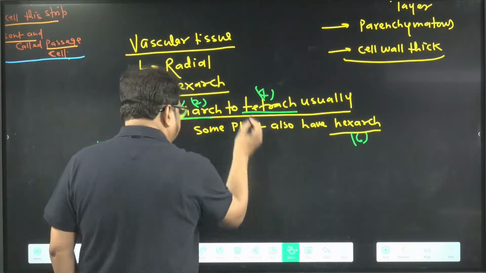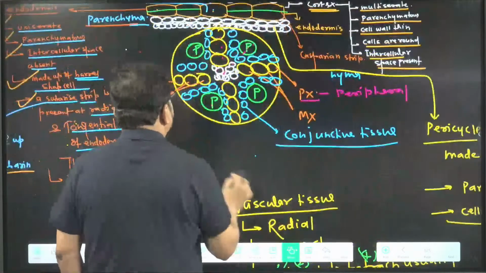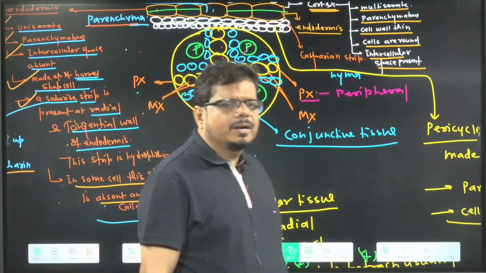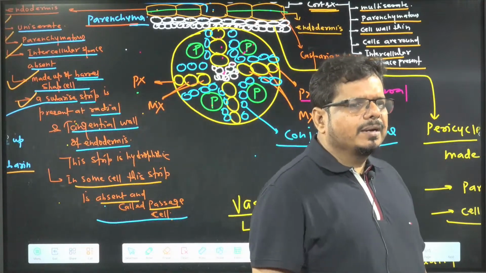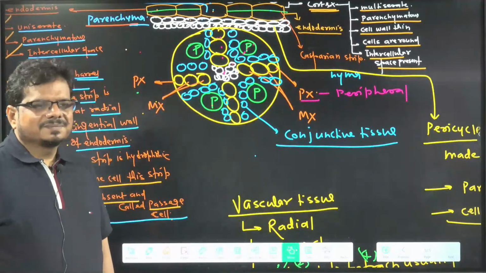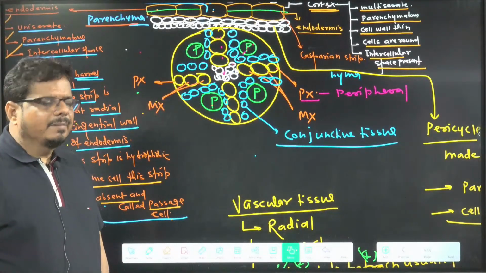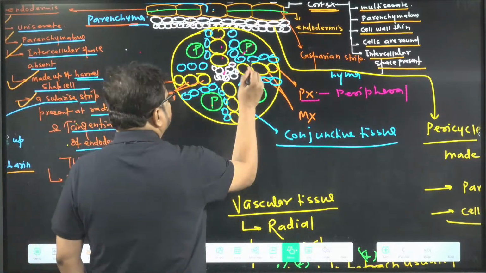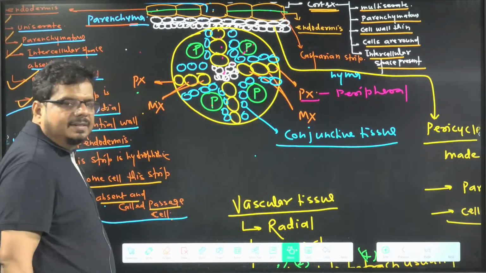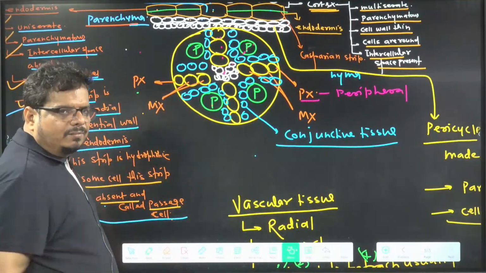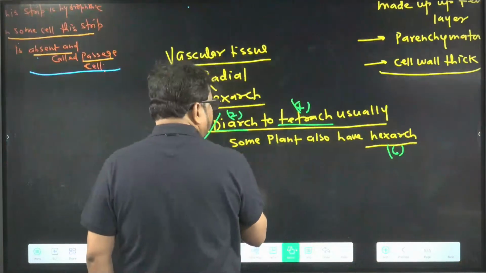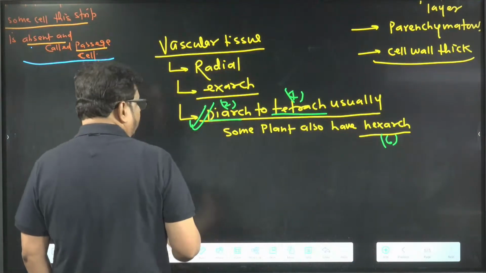In the diagram I made, which one did I make? Diarch or tetrarch or monarch? Tell me what I made here. How many vascular patches? I made tetrarch. 1, 2, 3, 4 xylem. 1, 2, 3, 4 phloem. 4 patches of phloem, 4 patches of xylem. Got the idea?